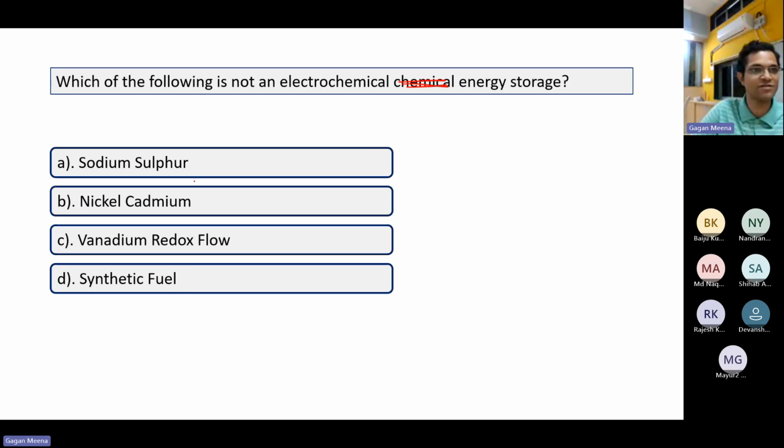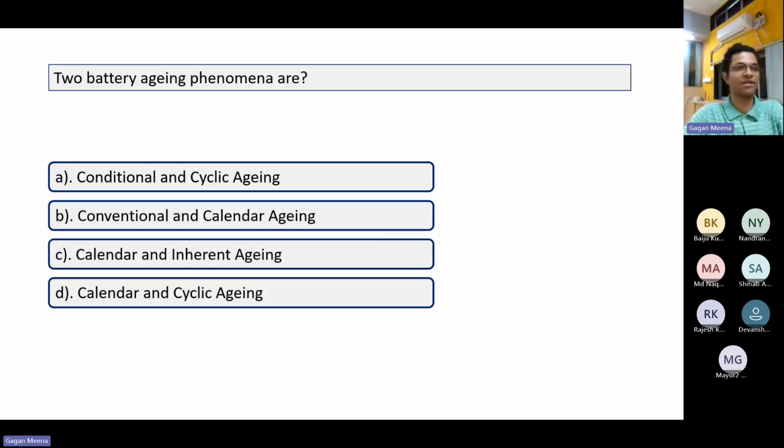As we saw, synthetic fuel, correct, D. Synthetic fuel, hydrogen, we saw. Ammonia is also one example. All these are chemical energy storage. The rest three are electrochemical. Correct.